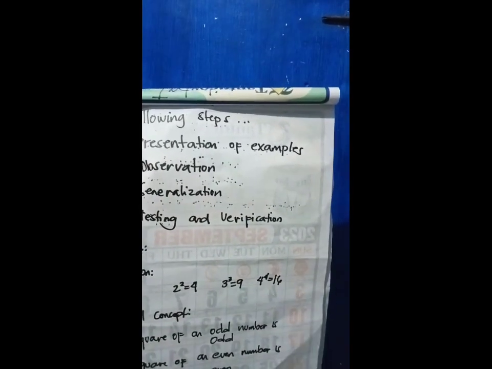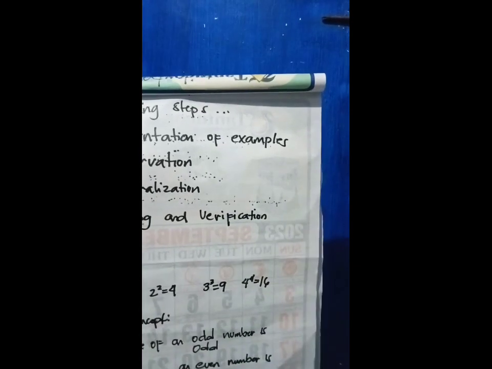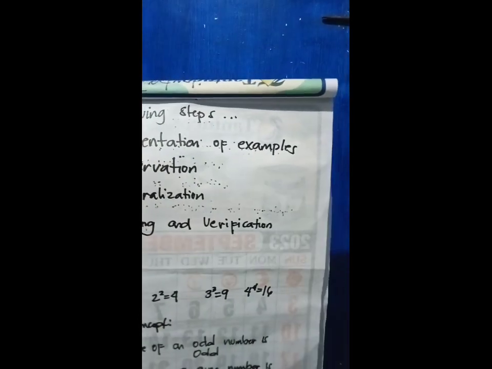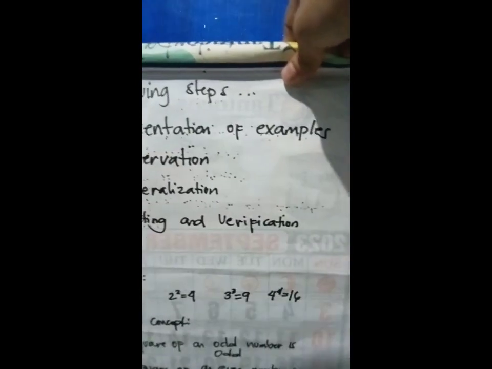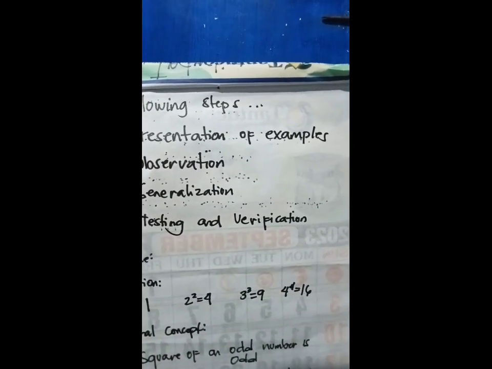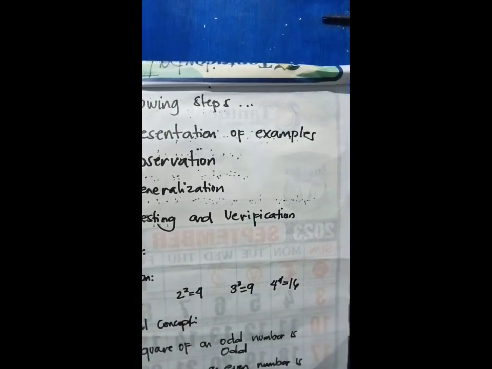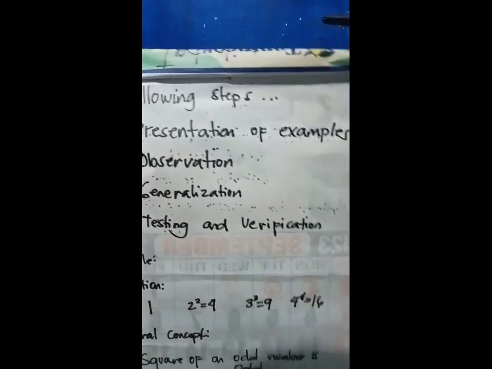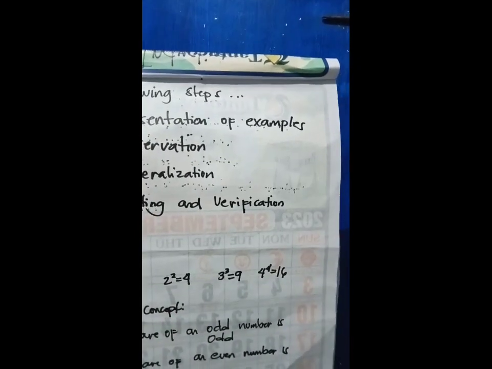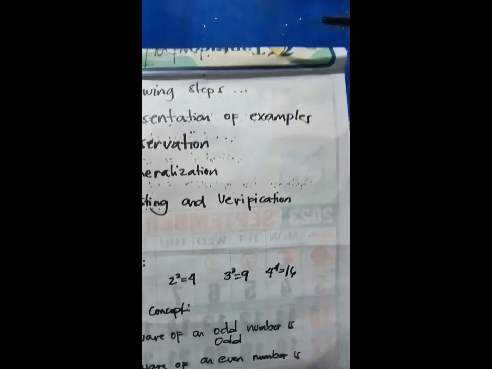In this step, the teacher presents many examples of the same type, and the solutions of those specific examples are obtained with the help of the students. So in the inductive method, the teacher gives some examples and the solution with a specific example. Letter B is the observation. After getting the solution, the students observe this and try to reach some conclusion.